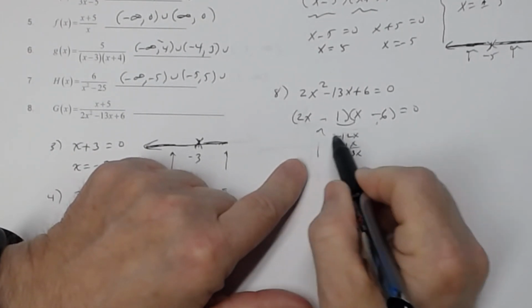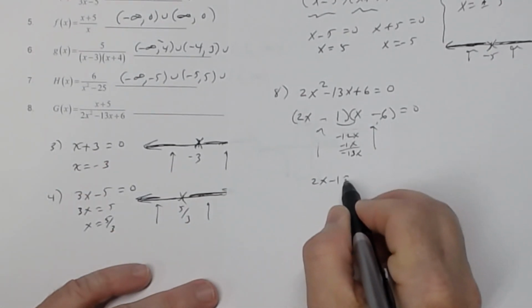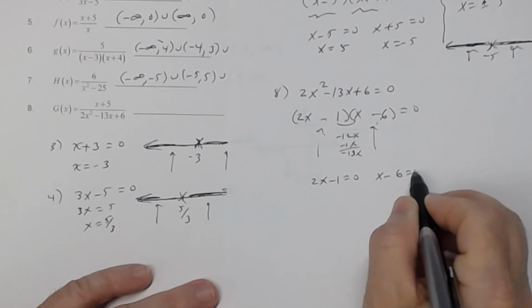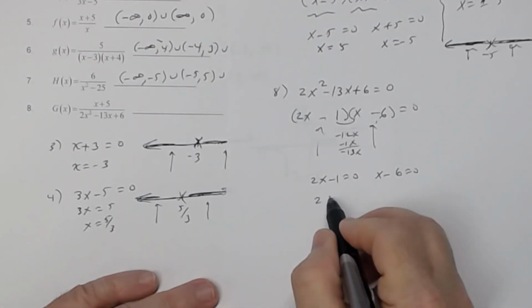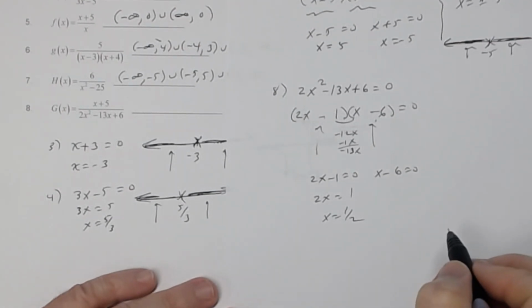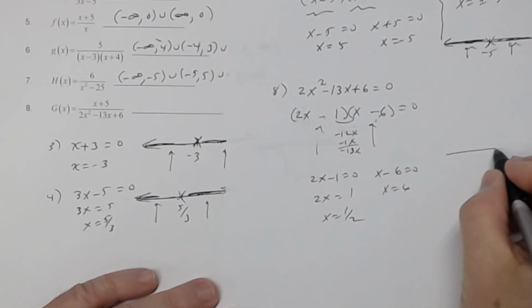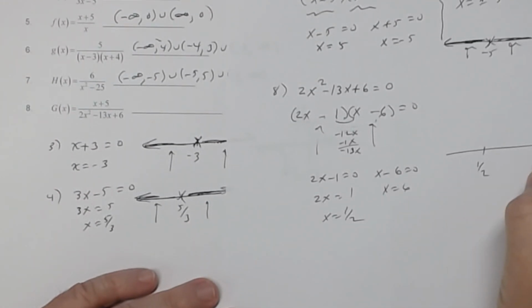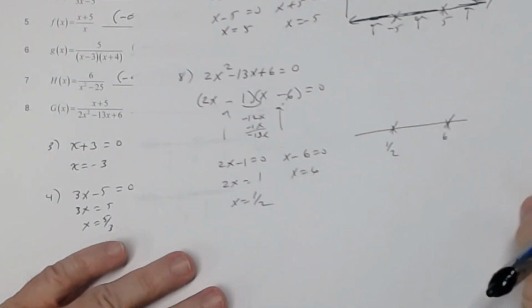Now I'm going to use the zero factor property. So I'm going to set each of those equal to 0. So 2x minus 1 equals 0, x minus 6 equals 0, and then I'm going to solve each of those linear equations. So 2x equals 1, so x is 1/2. So there's one of my restrictions. Over here, x equals 6. So on the number line, I have 1/2, and I have 6. I cross those out because I cannot use those, right?